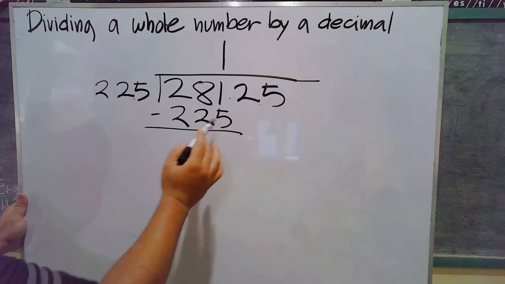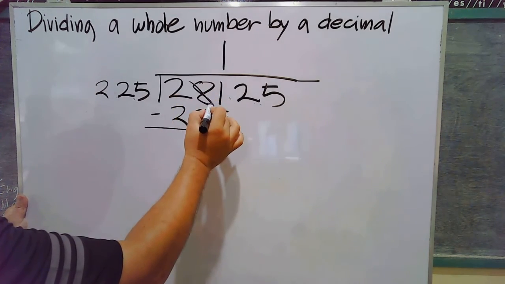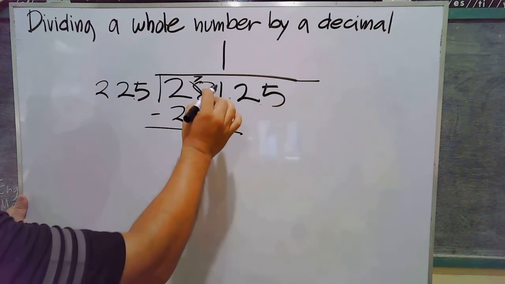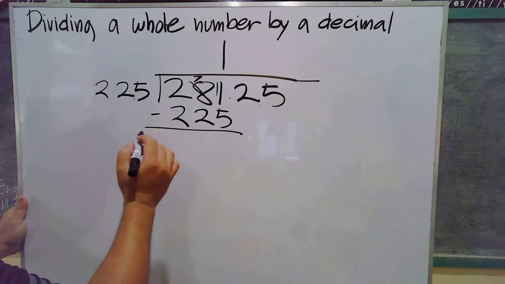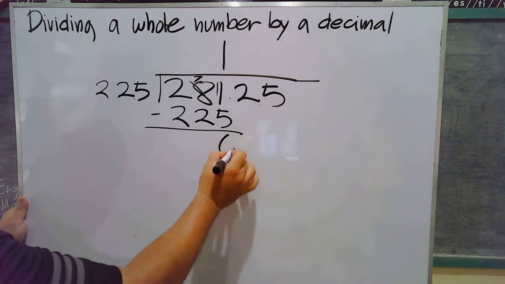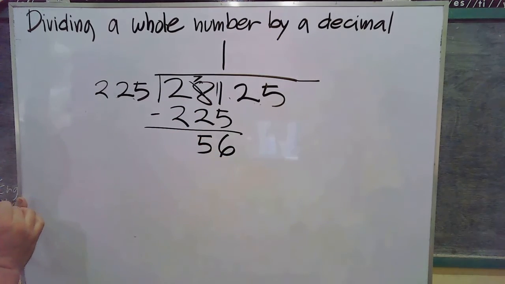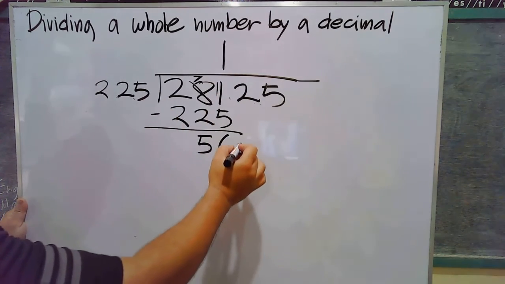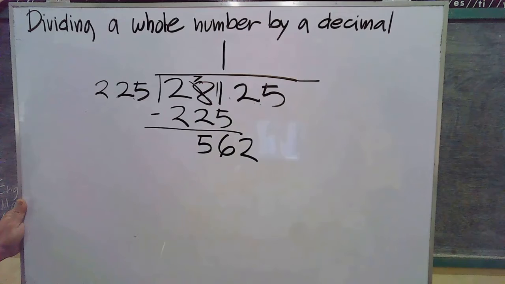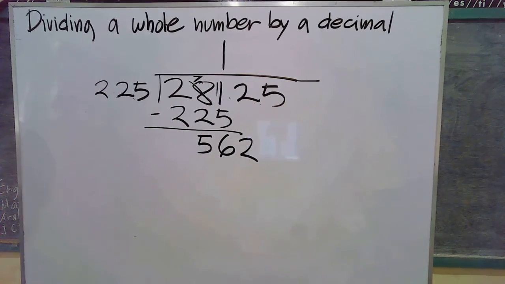Now we're gonna do the long method. 1 minus 5 cannot be. So we borrow 1 from 8. 8 will become 7. 1 will become 11. So then subtract. 11 minus 5 is 6. 7 minus 2 is 5. And 2 minus 2 is 0. Bring down 2. So how many 225 out of 562?